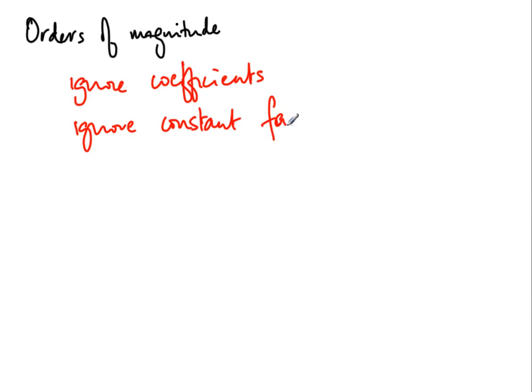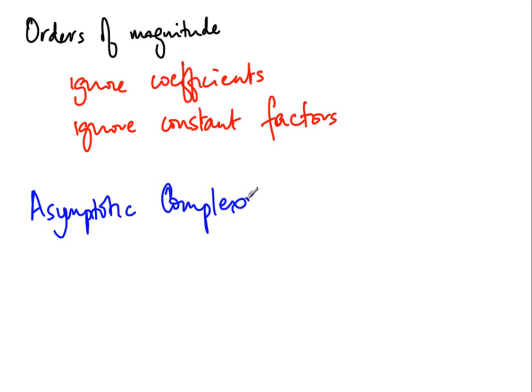So we're going to say that 5n squared and 3n squared are pretty much the same, but 5n squared is much better than 2n cubed. Overall, this has a name, and this is called asymptotic complexity. This is the behavior in the limit, so behavior as n tends to infinity. This is what we're really interested in.